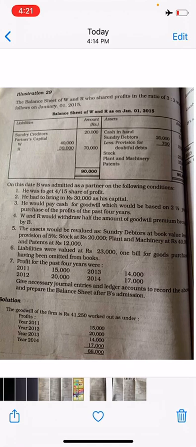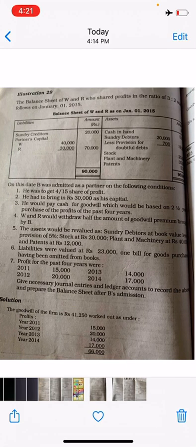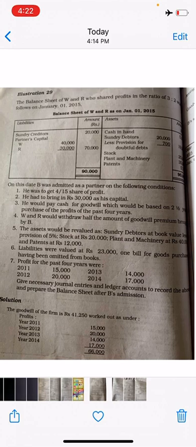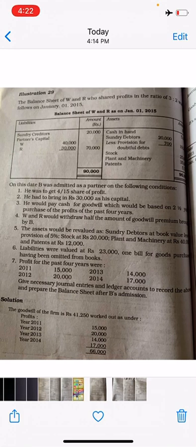Students, we will see illustration 29 sum. Maybe the picture is not clear, so I want you all to open the textbook page number 158. Just see here, the balance sheet of W and R, who share profit in the ratio of 3:2, was as follows on January 1st, 2015. See the balance sheet they have given you.